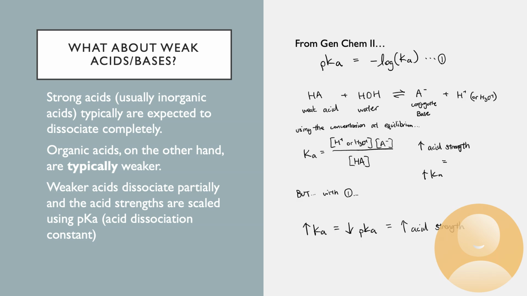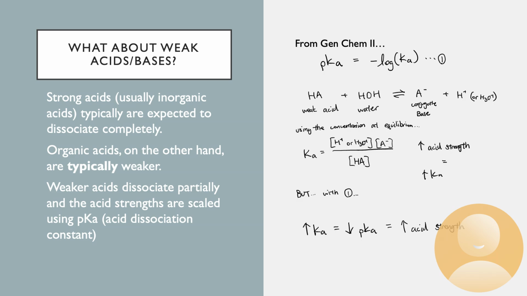Alright, a bit of a review for pKa's. pKa is a logarithmic scale measuring the strength of an acid, or what I'd like to say is the probability of a proton dissociating from an acid. Now, strong acids, usually inorganic acids like hydrochloric acid, sulfuric acids, typically are expected to dissociate completely and have a very low pKa of -9 for sulfuric and -7 for hydrochloric acid.